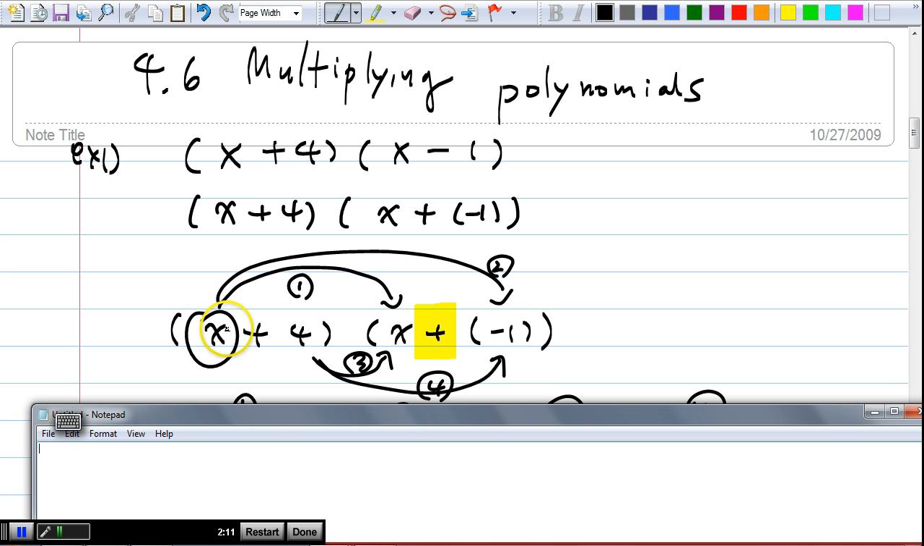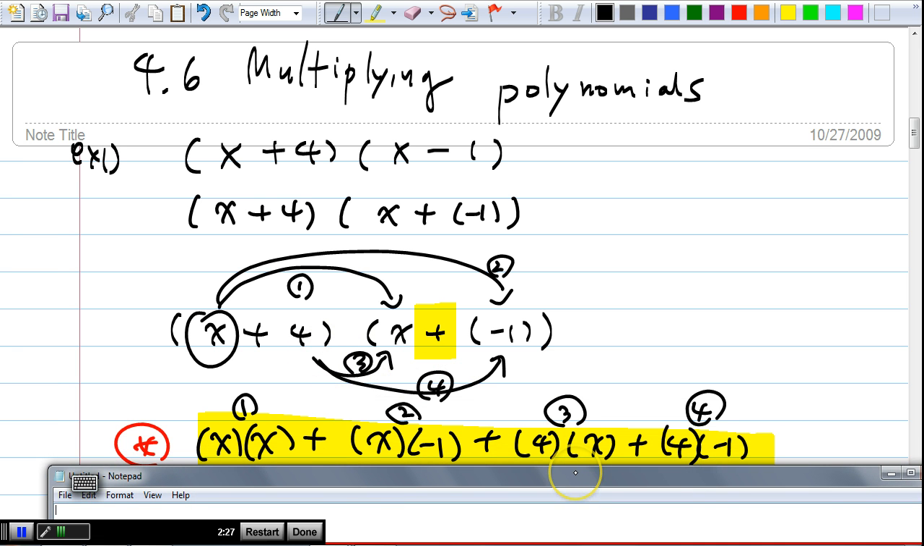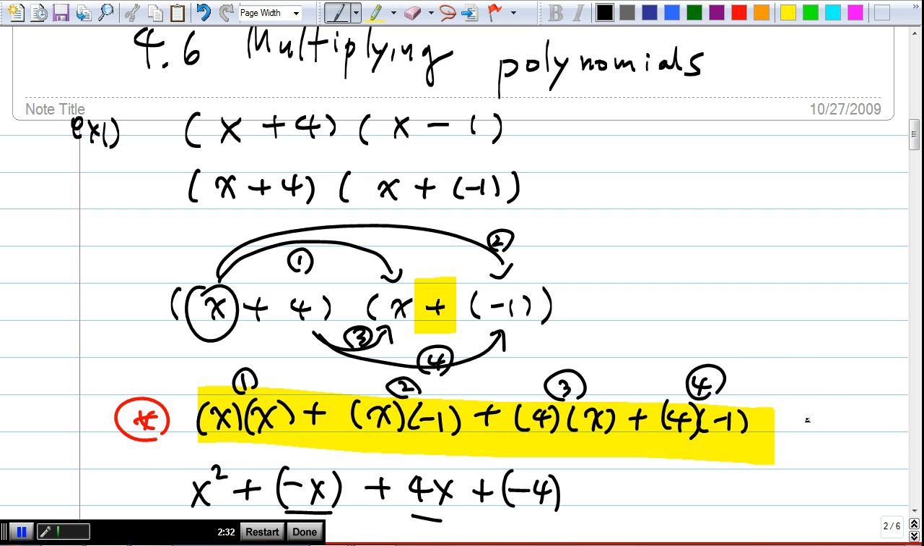First, I'm going to multiply the first term with both terms of the other polynomial, so x times x, which is x squared, times plus x. Actually, I wrote it out. I didn't multiply it. Remember, I wanted to show the work. And then 4 times x and 4 times negative 1, and I just wrote it out this way. Then you're right, I get x squared plus negative x plus 4x plus negative 4, right?